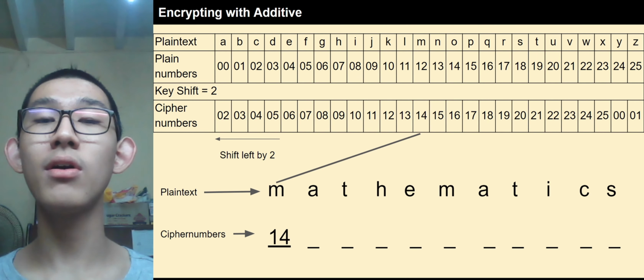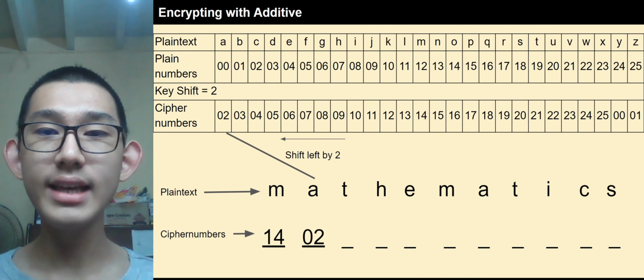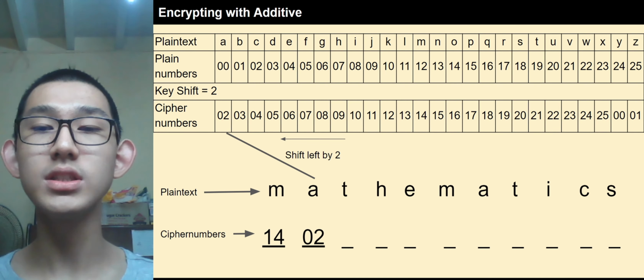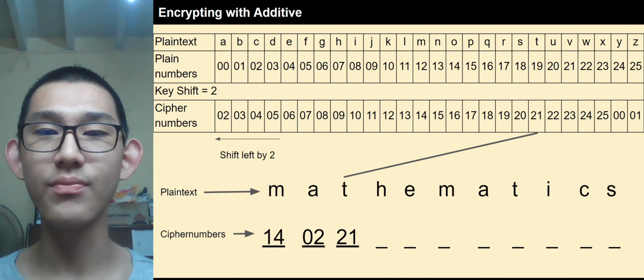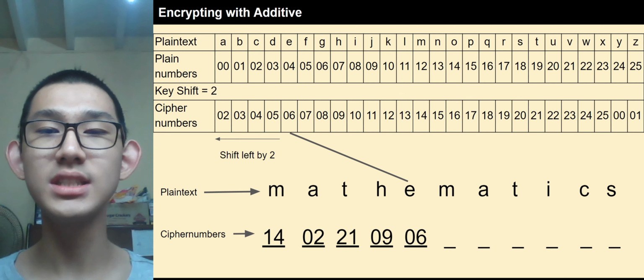of M equals cipher number of 14. Plaintext of A equals cipher number of 2. Again, if you wish to figure out the next cipher numbers before I do, please feel free to pause the video whenever you want to. Plaintext T equals cipher number 21. Plaintext H equals cipher number 9. Plaintext E equals cipher number 6.